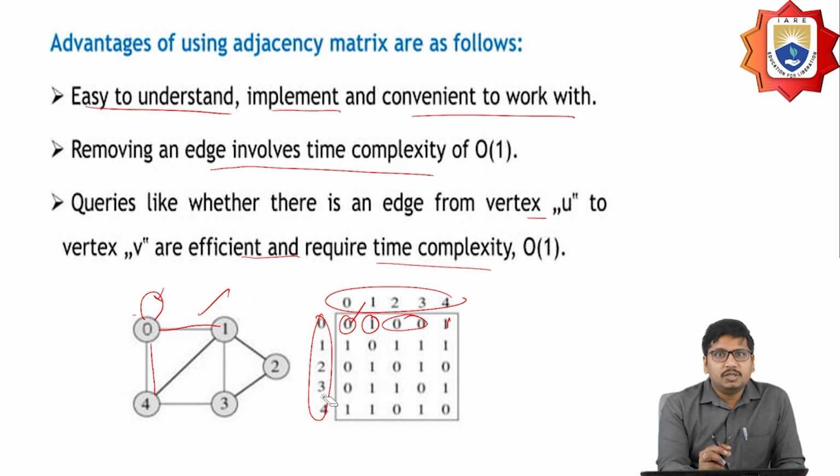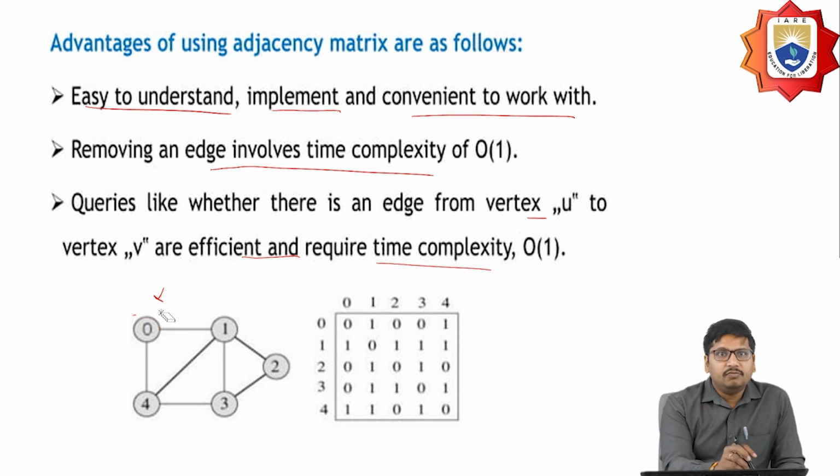Similarly, if I consider vertex 1, I have an edge from 1 to 0, so 1, and from 1 to 2 I have an edge, so 1, and from 1 to 3 also I have an edge, and from 1 to 4 also I have an edge. The remaining entries should be 0. And if I consider vertex 2, what will happen?